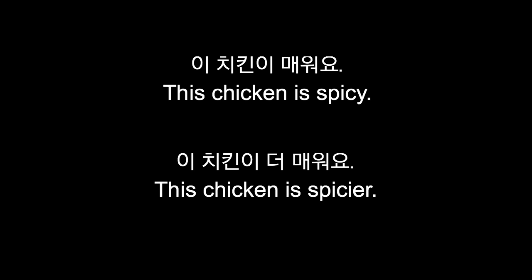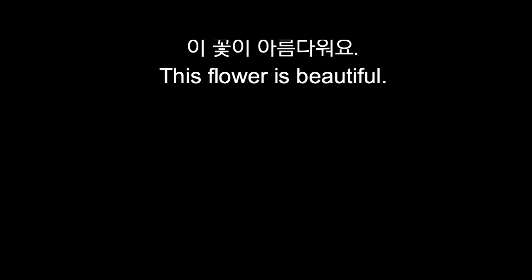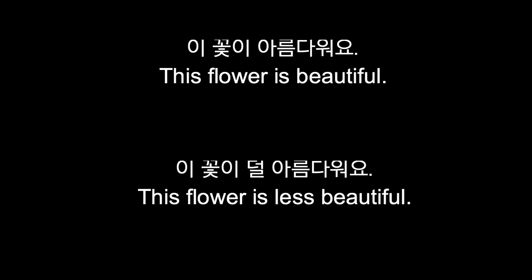Let's look at one example, including 덜. 이 꽃이 아름다워요 means this flower is beautiful. However, if we put it into its comparative form, it can become 이 꽃이 덜 아름다워요, meaning this flower is less beautiful. But how do we compare two things?